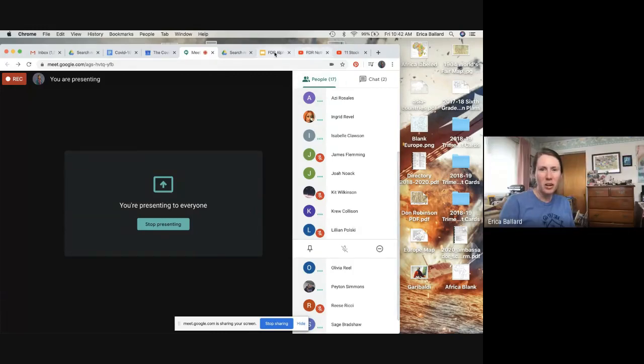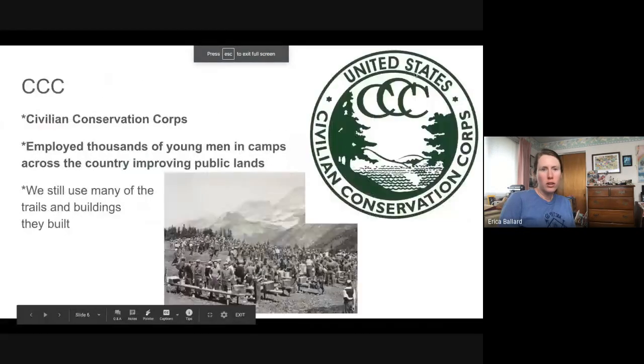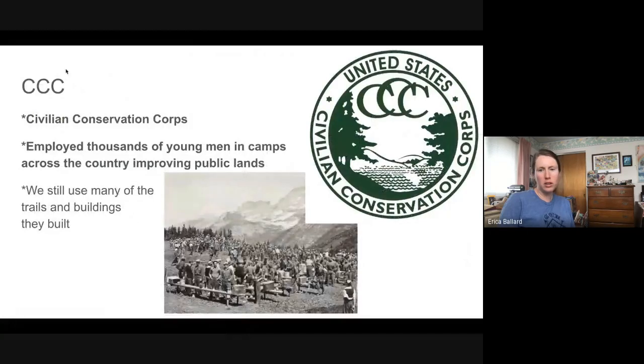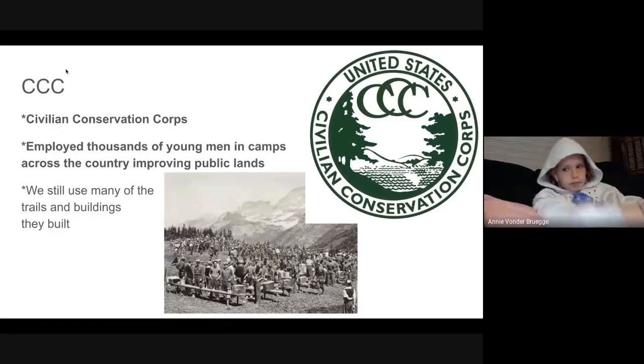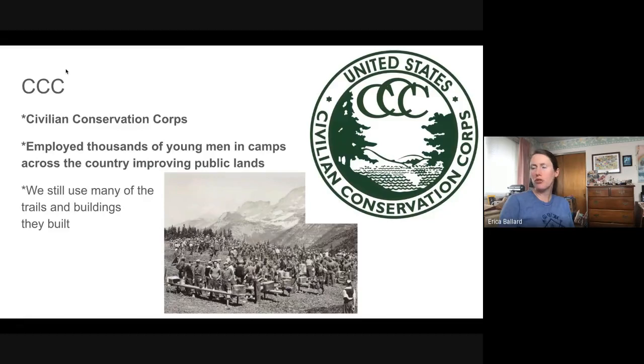Okay, finishing up. All right, so on the left-hand side, the CCC. This is one of the organizations that Franklin Roosevelt created, and it was called the Civilian Conservation Corps.